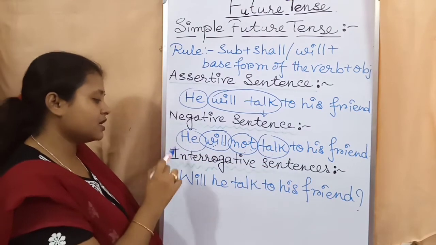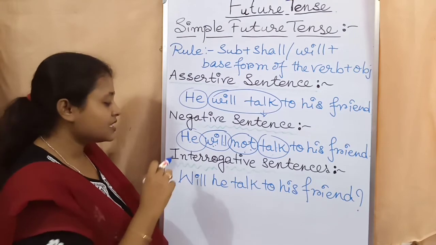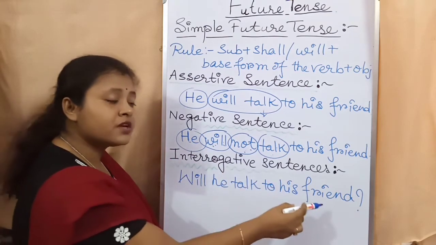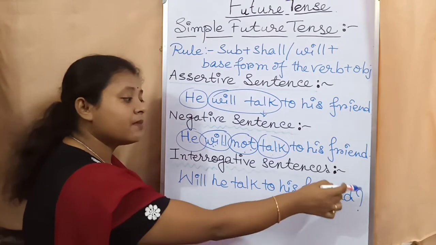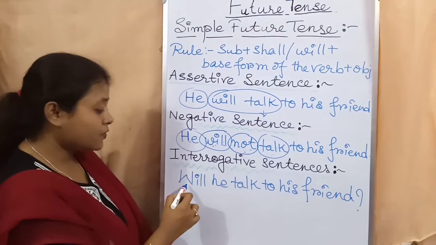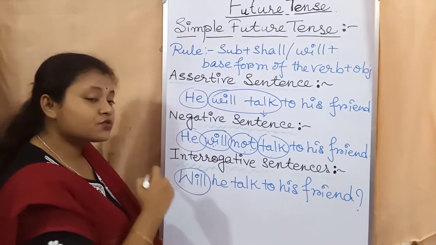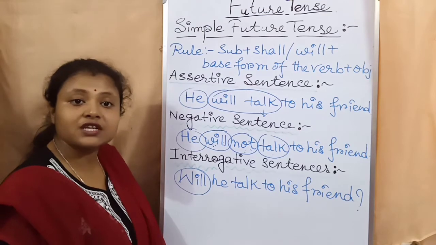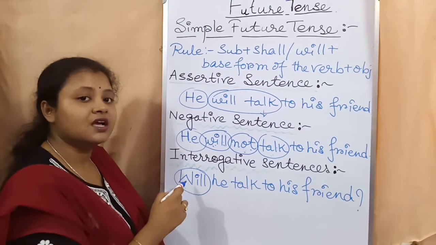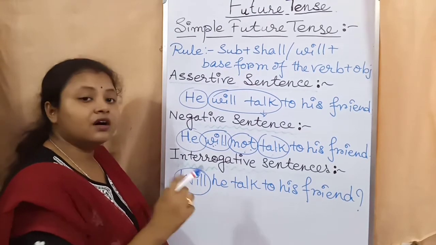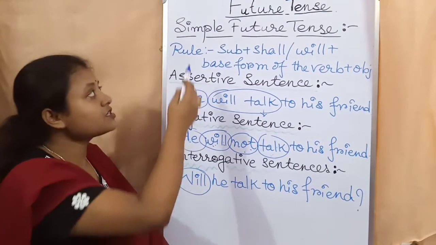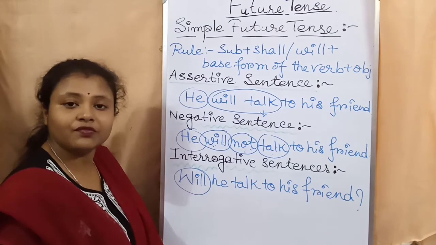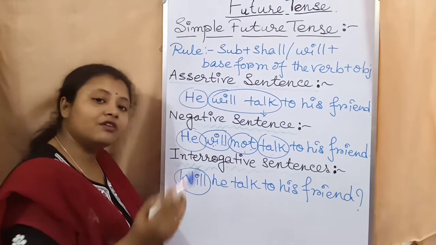Now come to the third part of the sentence. That is the interrogative sentence. Here, will he talk to his friend? The interrogative mark is there at the end. So, will. I told you students that whenever we are writing an interrogative sentence, we have to start the sentence with the auxiliary verb, the future, because we are writing simple future tense.